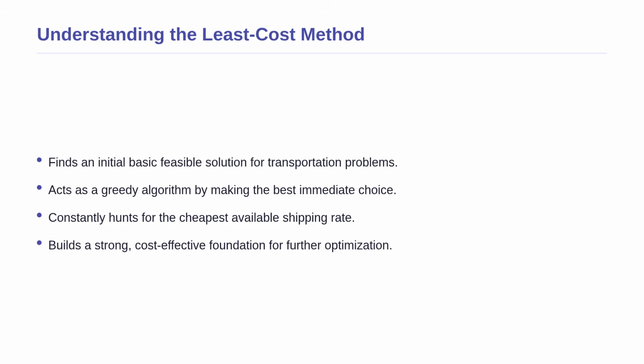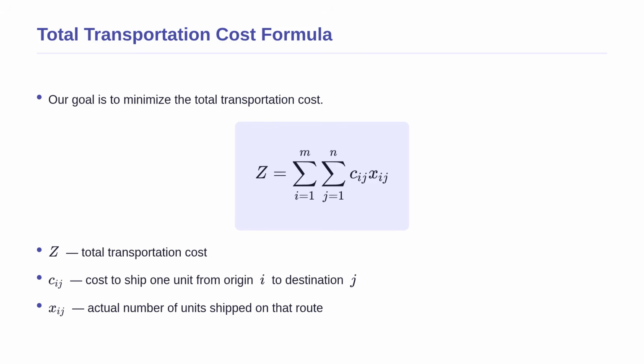Now that we understand the goal, let us look at what this method actually is. In linear programming, the least cost method is a specific algorithm used to find an initial basic feasible solution for a transportation problem. This means it gives us a valid starting plan that meets all supply and demand requirements. It is known as a greedy algorithm because it makes the best immediate choice at every step. By constantly hunting for the cheapest available shipping rate and maxing it out, it builds a very strong and cost-effective foundation for further optimization. To understand this mathematically, we must first define our goal.